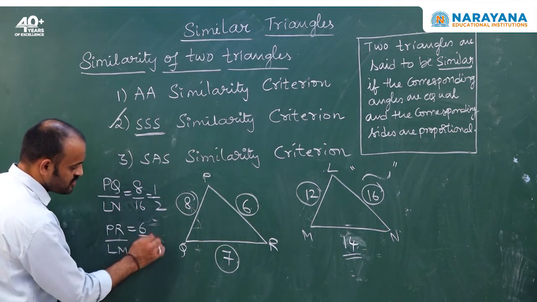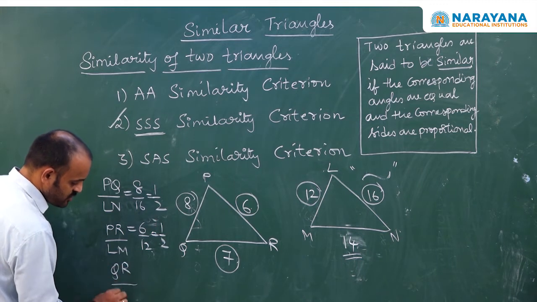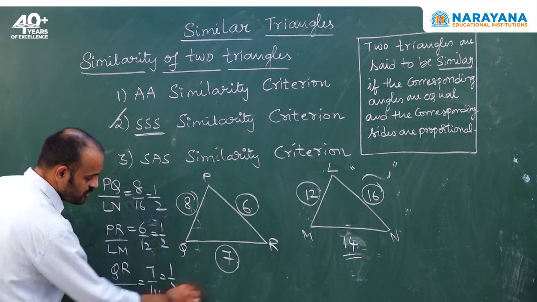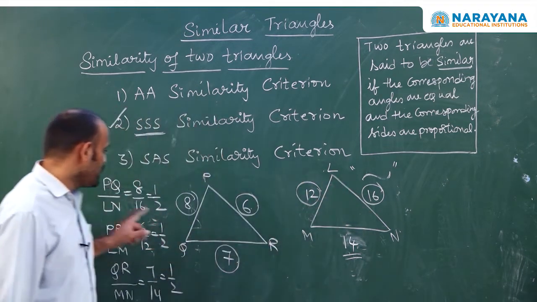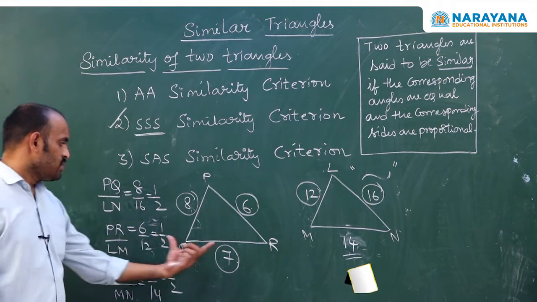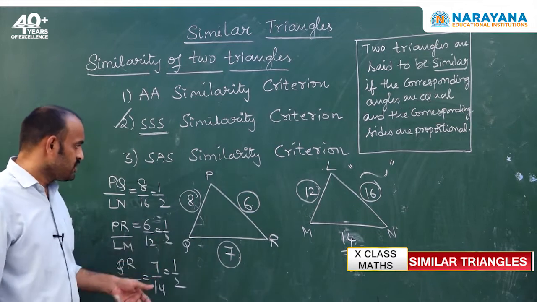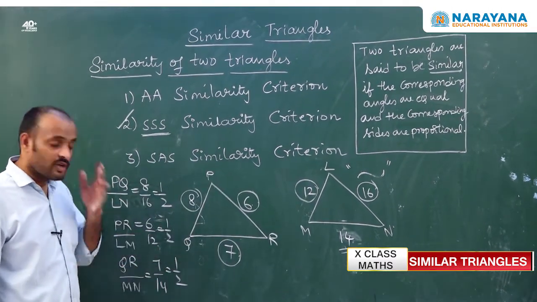6 by 12 is equal to 1 by 2. Next, QR corresponds to MN, 7 by 14 is equal to 1 by 2. PQ by LN, 8 by 16, 1 by 2. PR by LM, 6 by 12 gives you 1 by 2. QR by MN, 7 by 14 gives you 1 by 2.